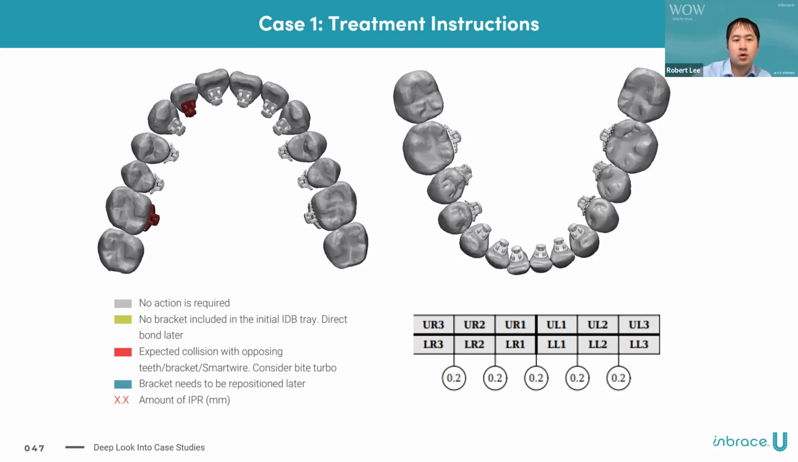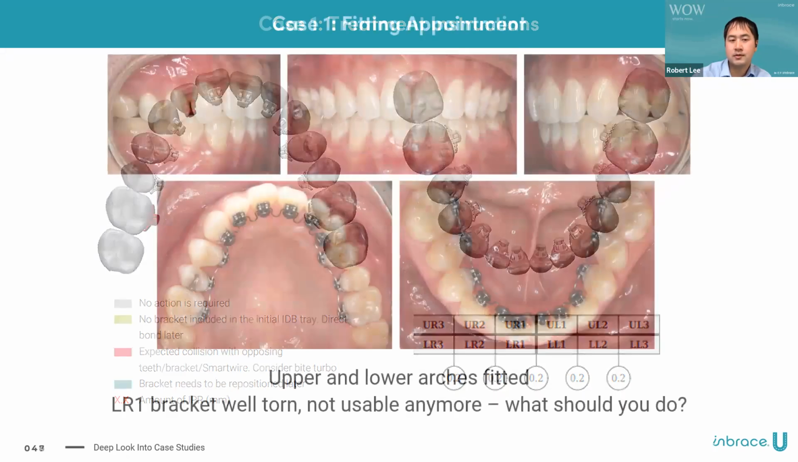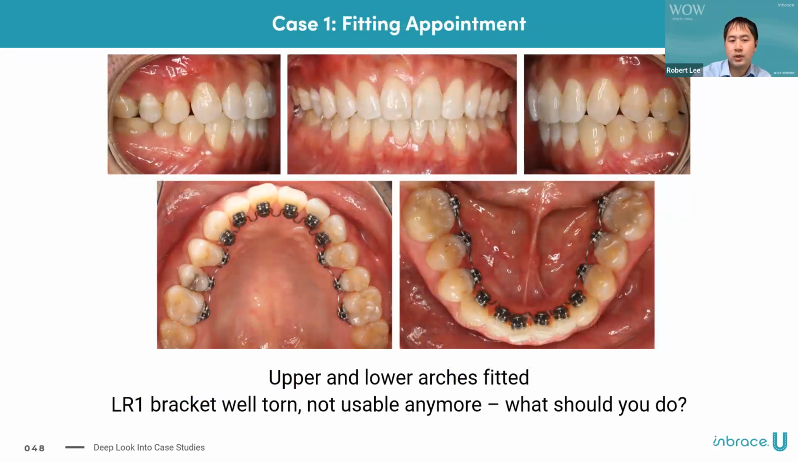In this case, there's no bracket repositions or blocked out teeth. You have mild crowding. There are a couple of brackets that have some interferences, so you may need to add some bite turbos. So we started this case off with the fitting appointment where we did the upper and lower arches are fitted, which are again our term for bonding. And we engaged the upper and lower Smartwire 1.